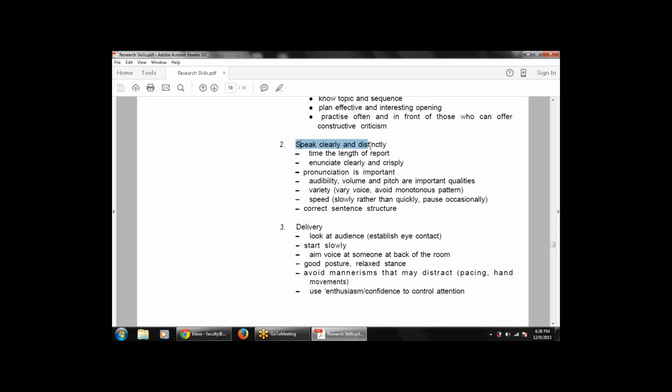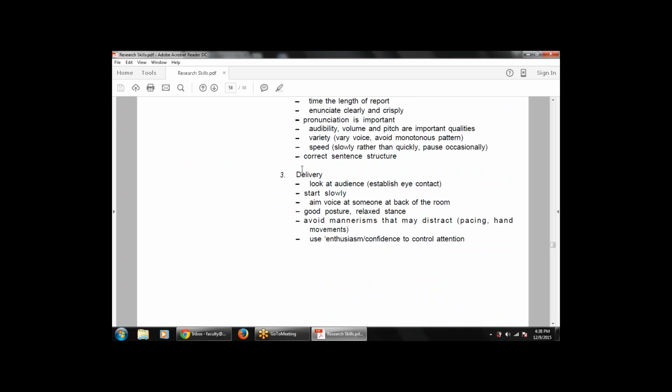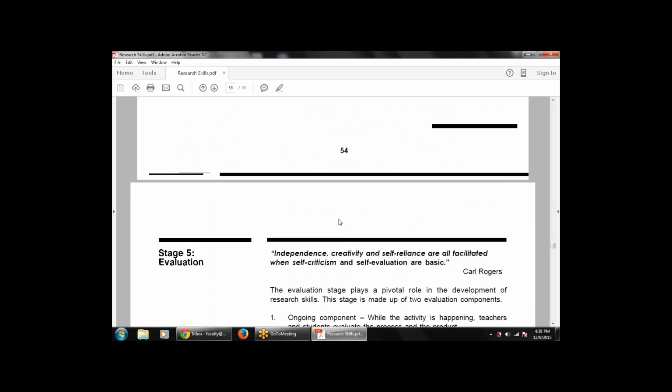Then speak clearly and distinctly, that is speak in a clear way, so the sound will be clear, your thought will be clear, your enunciation will be clear. Your pronunciation is also important: audibility, variety, speed, everything, so that the audience will get more and more. Then next is the delivery: look at the audience, maintain eye contact between you and the audience, then start slowly, and your voice is also very sweet.